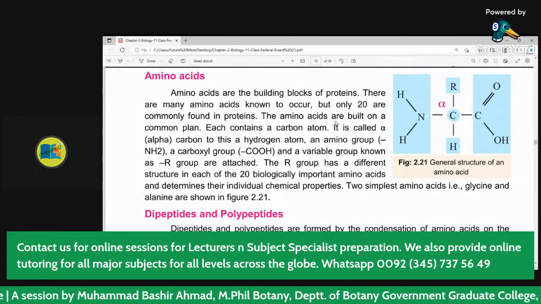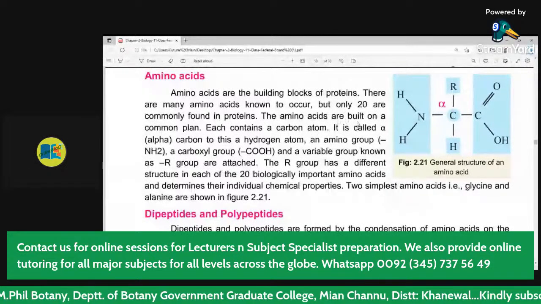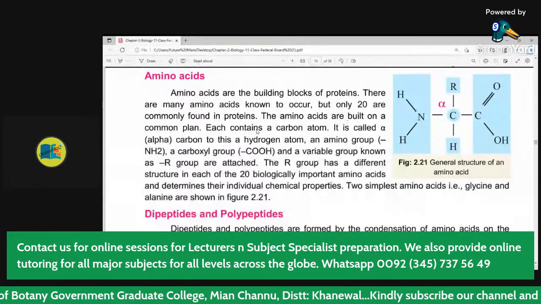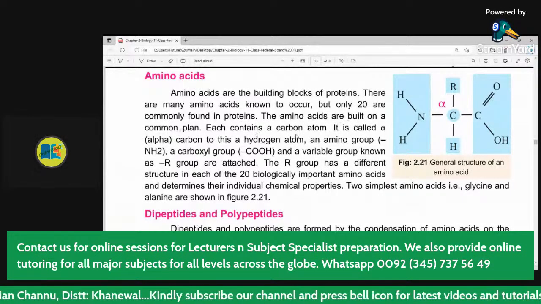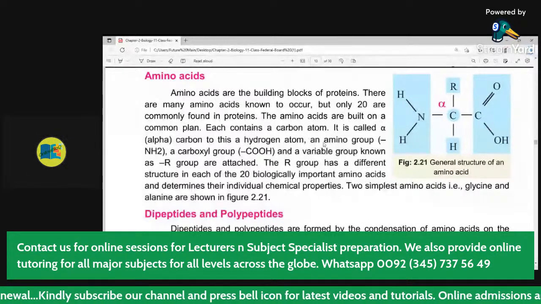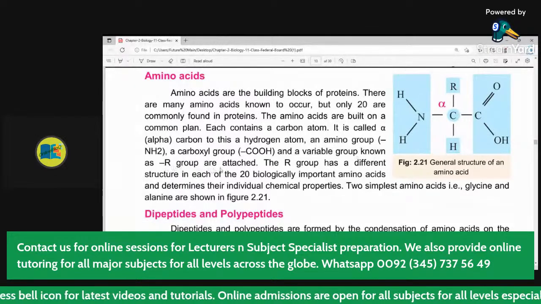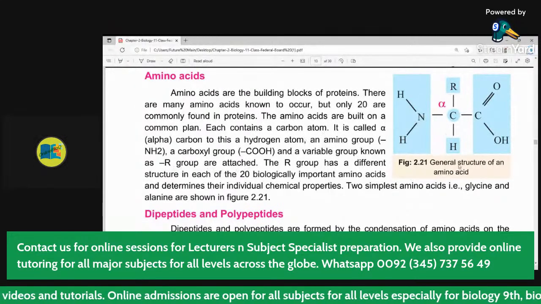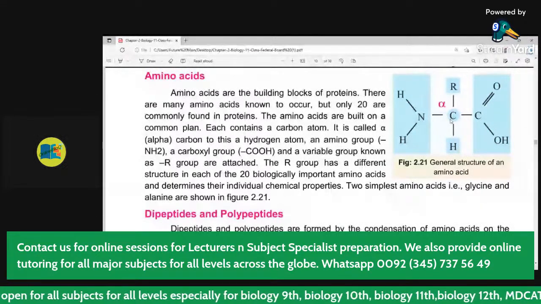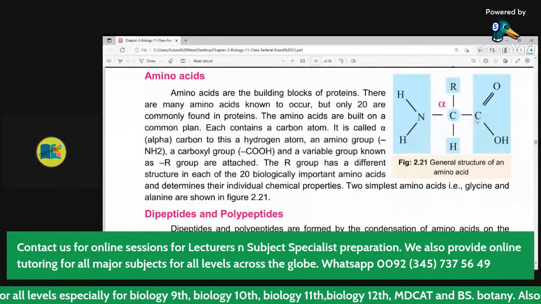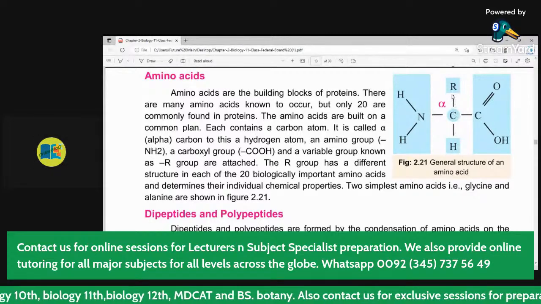The amino acids are built on a common plan, so all amino acids share a common structure. Each contains a carbon atom called alpha carbon. To this, a hydrogen atom, an amino group, a carboxyl group, and a variable group known as R group are attached.